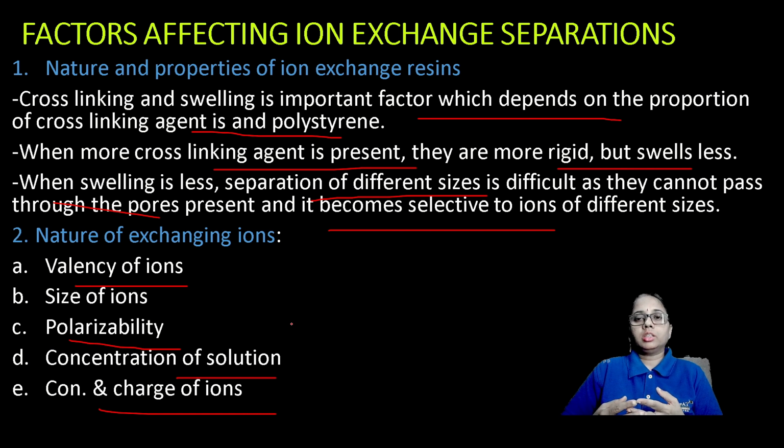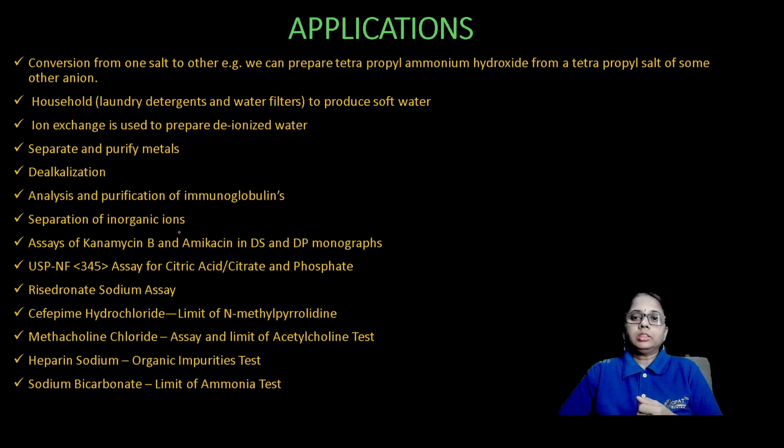Okay, similarly the concentration and the charge of the ions, completely anions or completely cations, if you are going to use it. That means the concentration is also very important, because sometimes they are going to build up some conductivity. So thereby one suppressor is also required in order to minimize that conductivity value.